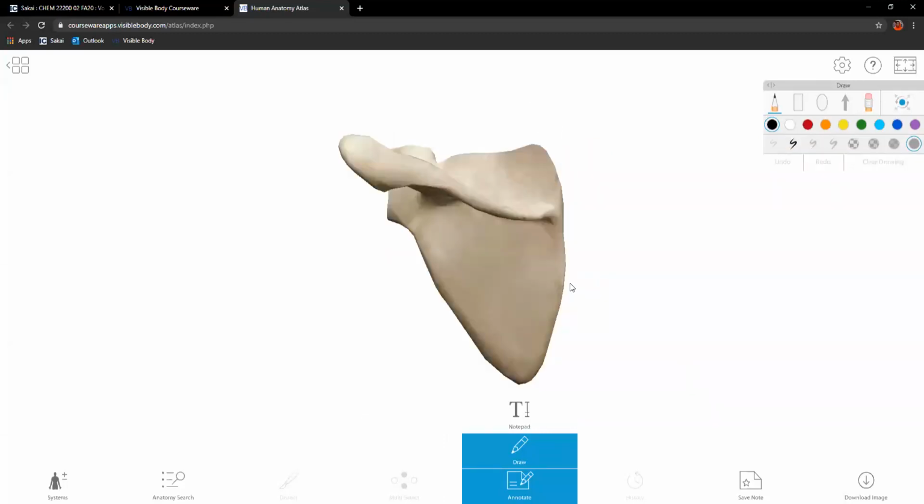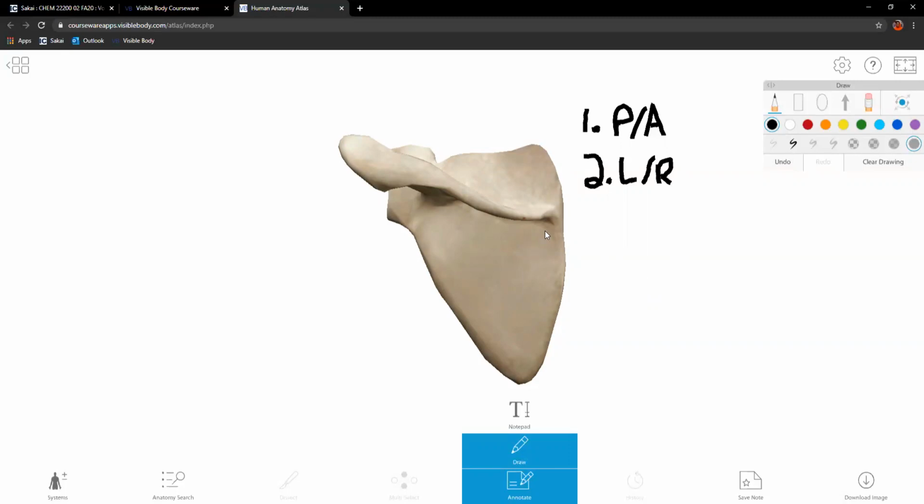Okay, so now we have a different angle here of the scapula. First, I'm going to want you to identify, number one for this side, is this the posterior side or the anterior side of the scapula? And then number two for this side is going to be, is it a left or right scapula?